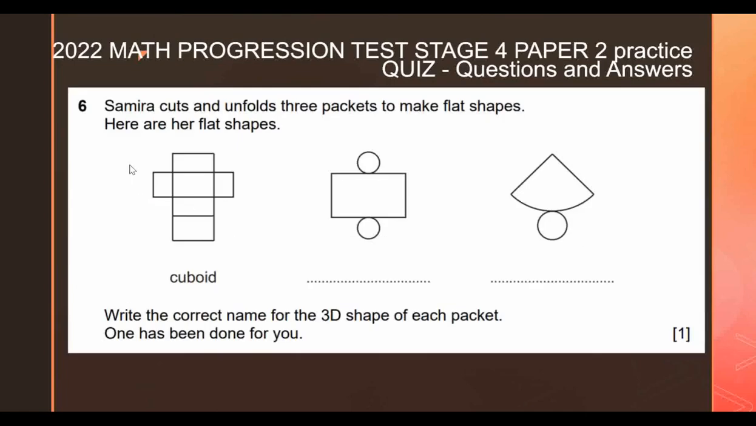Next, question 6. Samira cuts and unfolds 3 packages to make flat shapes. Here are her flat shapes. Cuboid, something blank, something blank. Write the correct name for the 3D shape of each packet. 1 has been done for you.